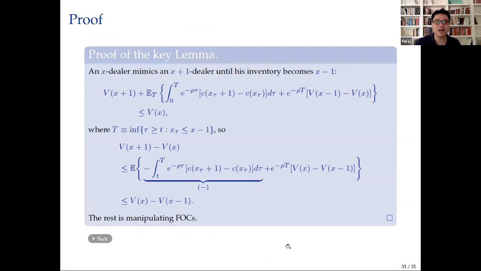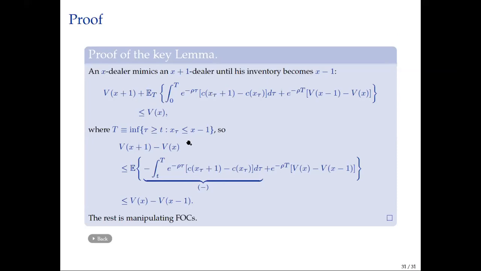I'm glad you asked. Imagine there is a dealer who has x units of inventory. Imagine he mimics a dealer who has x plus one units of inventory, doing whatever he does until his inventory process hits x minus one. Then you get a continuation value almost like this x plus one guy, but the difference is that until this random time when your inventory hits x minus one, you pay a different inventory holding cost, which will be discounted. And your continuation value after this time will be different. It will be V(x minus one) instead of V(x). Because this is potentially suboptimal, then I follow the proof. You can move on with this detail. I see the proof, so it's correct.